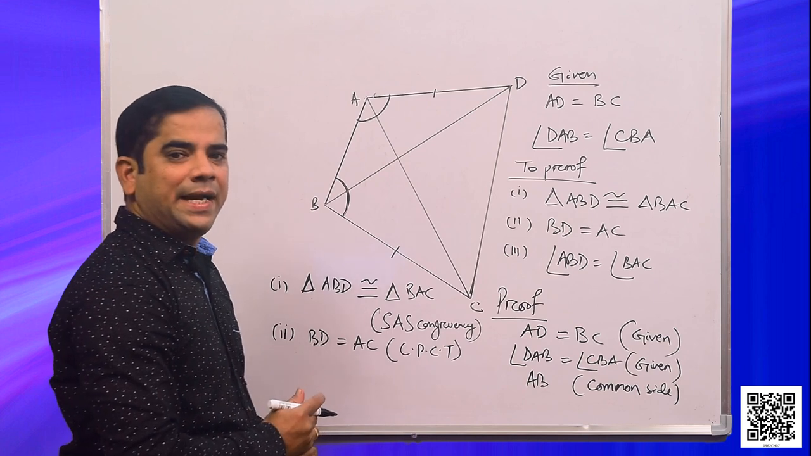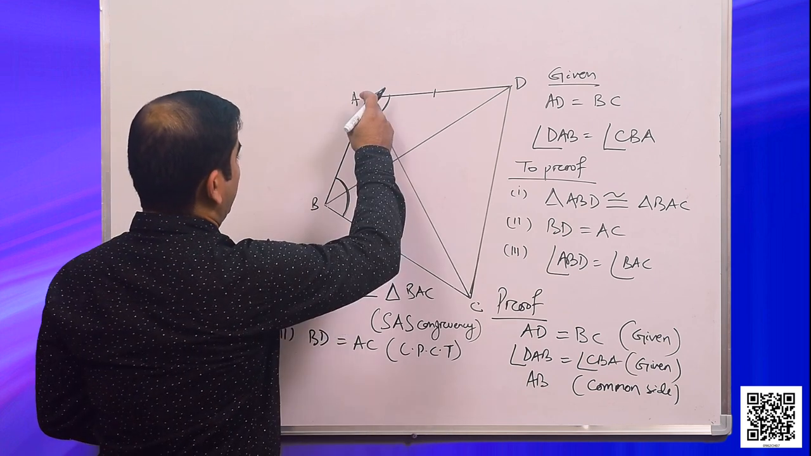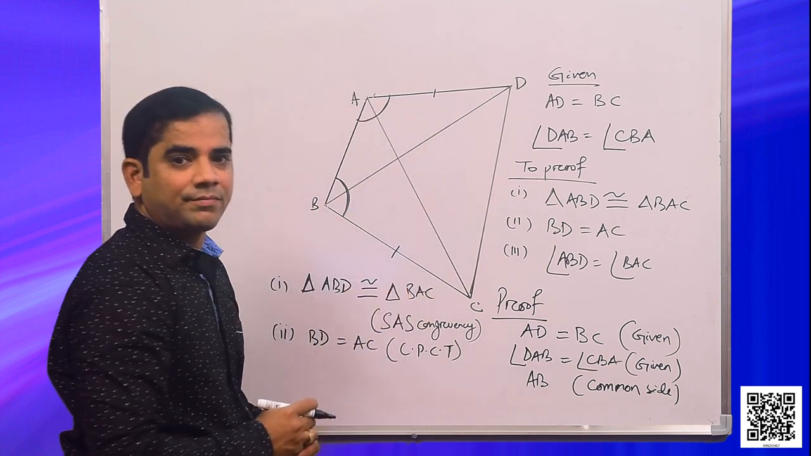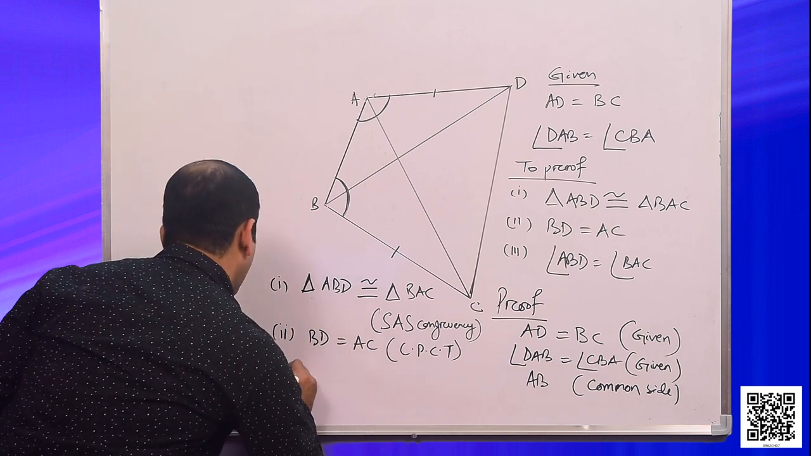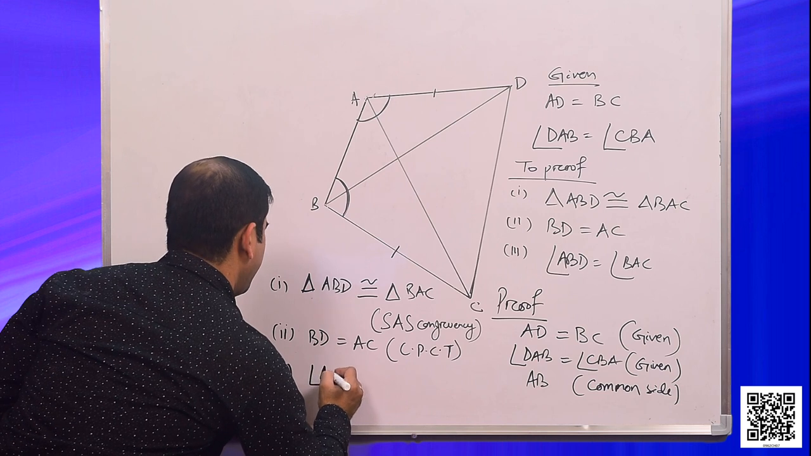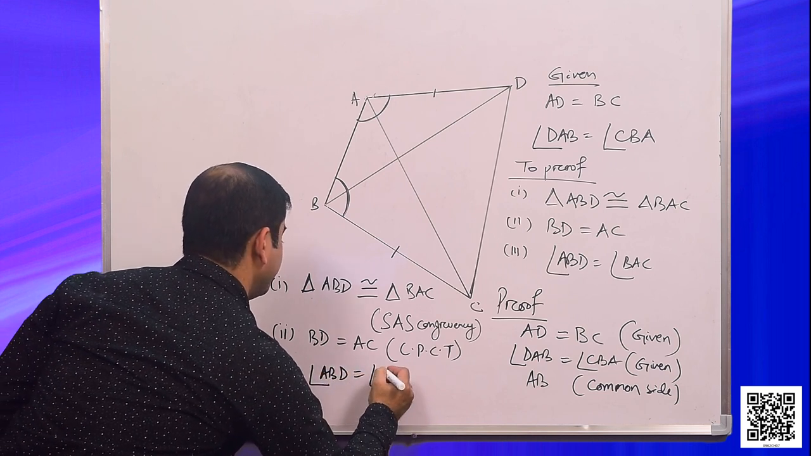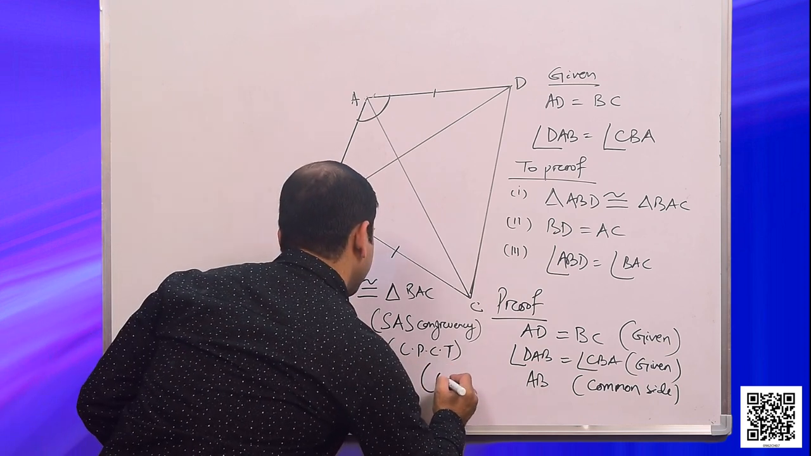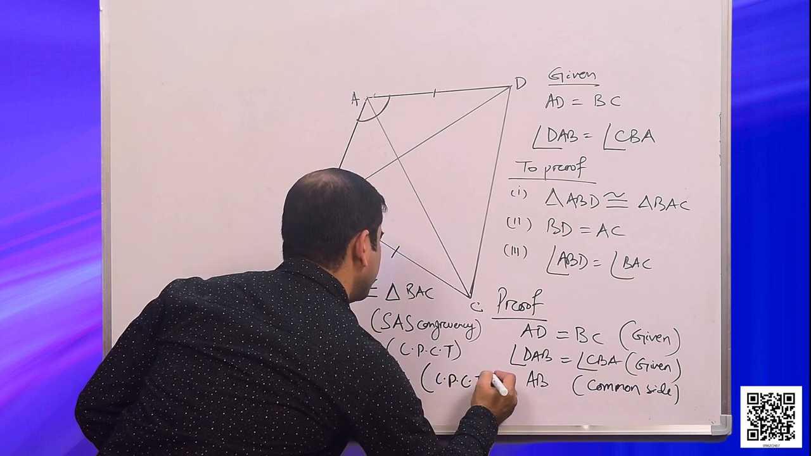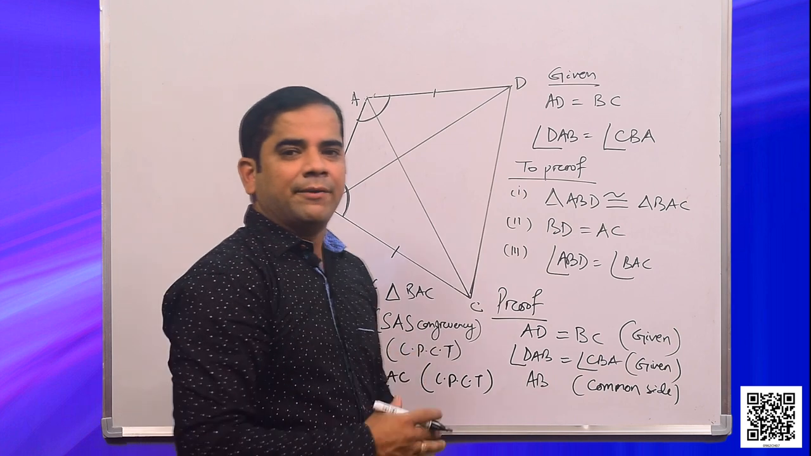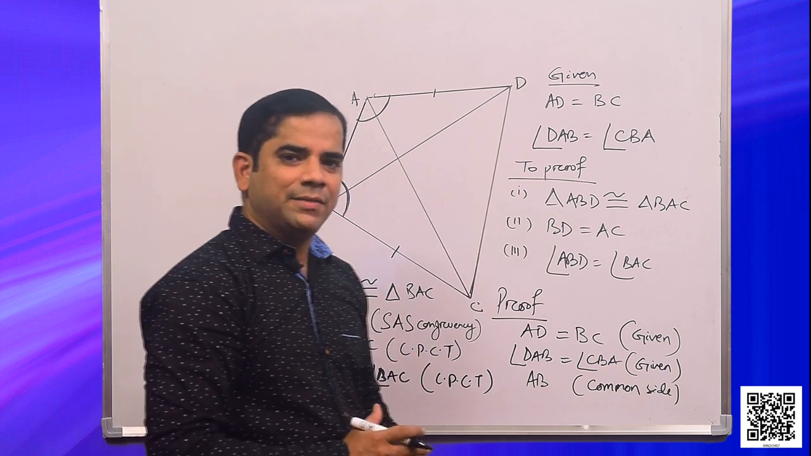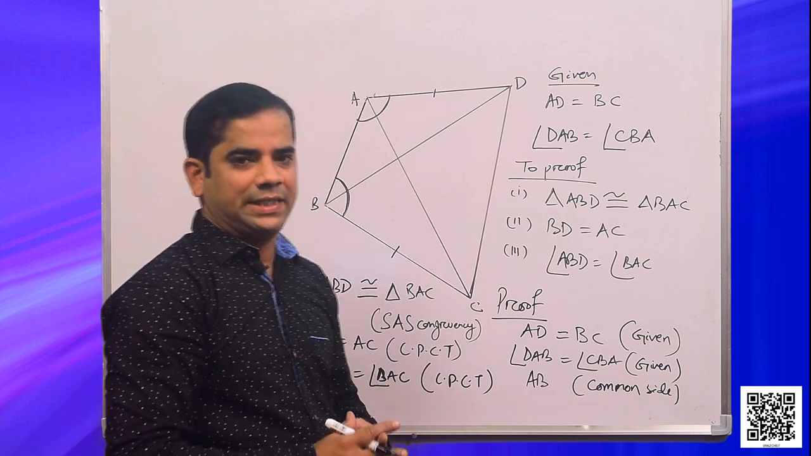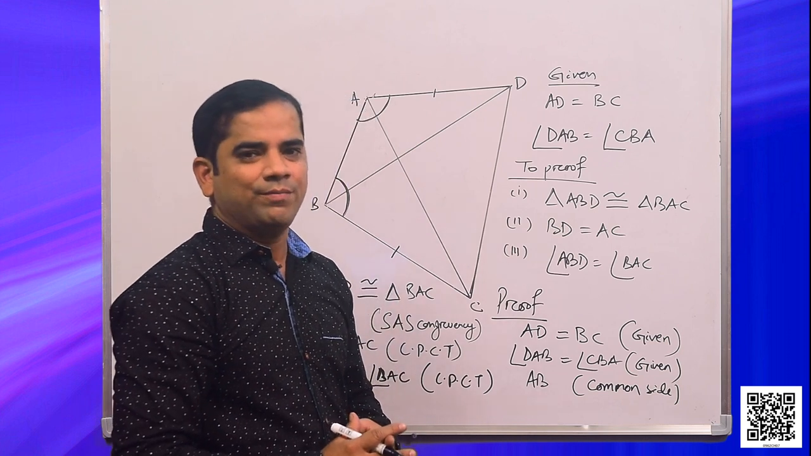Fine. Angle ABD is equal to angle BAC. They are also equal because they are also corresponding angles. So in this way, we have proved that triangle ABD is congruent to triangle BAC, after which we can clearly say that BD is equal to AC and angle ABD is equal to angle BAC.